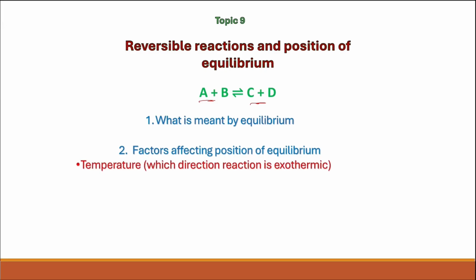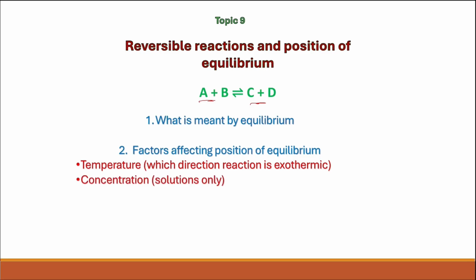So these are the temperature. The temperature effect will depend on which side is exothermic and which one is endothermic. If the forward reaction is exothermic, meaning heat is released, and we increase the temperature, the system will tend to oppose this effect by pushing the reaction towards the reverse, forming more of the reactants. So they might ask you, how would that affect the yield of your reaction?